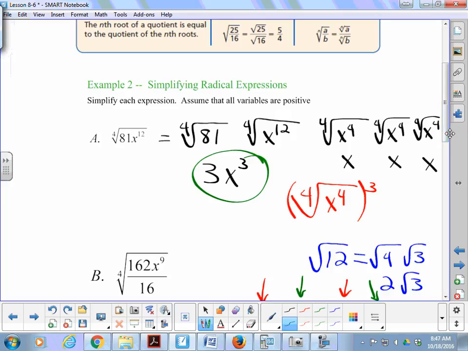Well, I'm not sure about this 4th root of x to the 12th. But if I wrote it as x to the 12 over 4, that's easy to simplify because 12 divided by 4 is 3. So when you're looking at these, you can actually look at these using those rational exponents also.